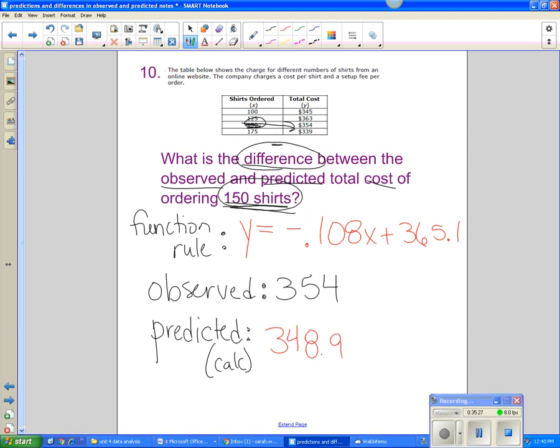All right, the last thing I have to do is subtract because it said difference. So 354 minus 348.9. When you type that in the calculator, you get 5.1. So that is your answer, 5.1.